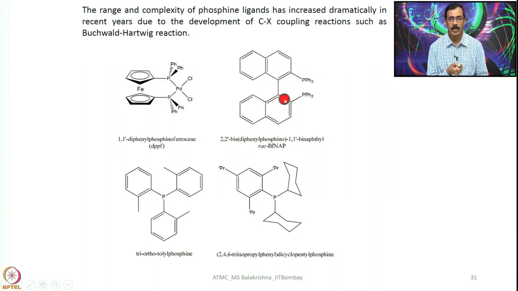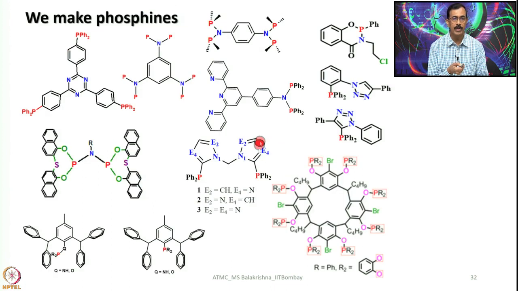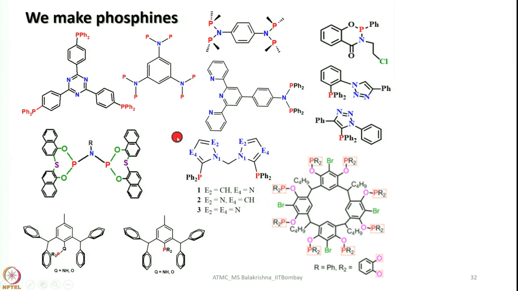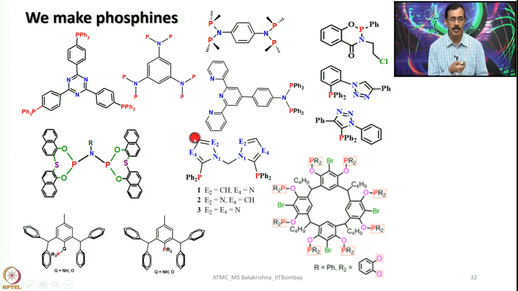Here we have BINAP, and of course one can also have bulky groups at the ortho position, and cyclohexyl groups on phosphorus, and also a bulky group here so that we can stabilize low coordination numbers. These are some of the phosphines that we made in our group. We have been working with phosphorus chemistry for 25 years, focused on making a variety of phosphines with the intention of using them in catalysis. You can see we have also made octophos, and we have other donor atoms like triazole, or some other oxygen donors, and one can also make very bulky phosphines.